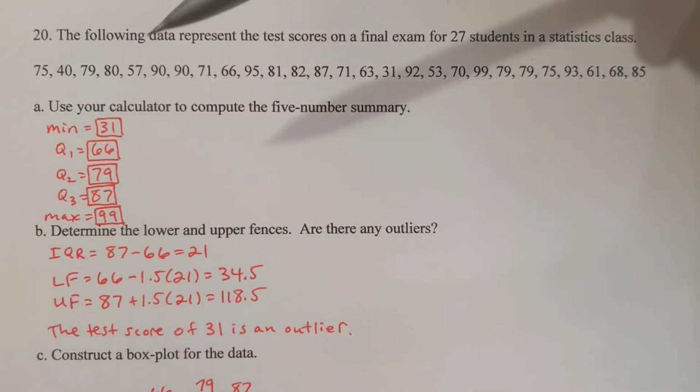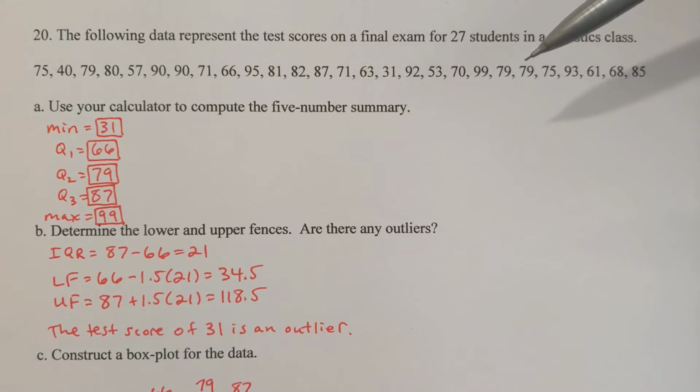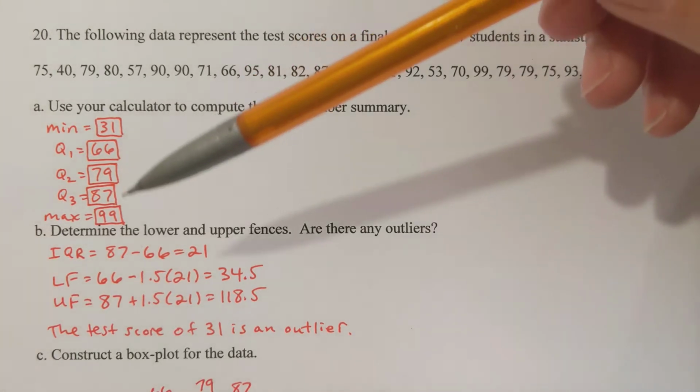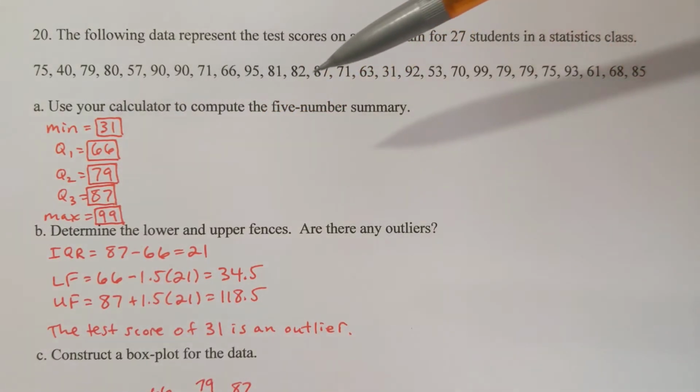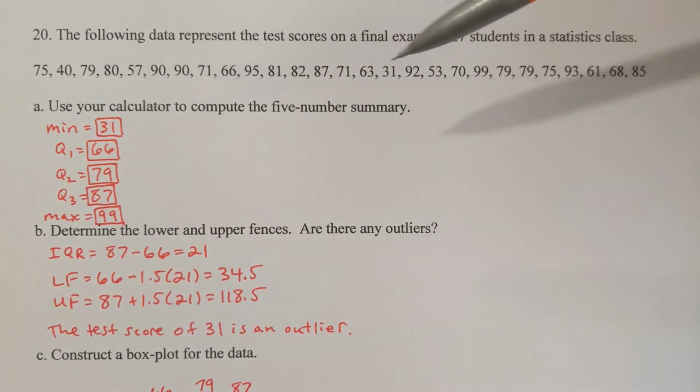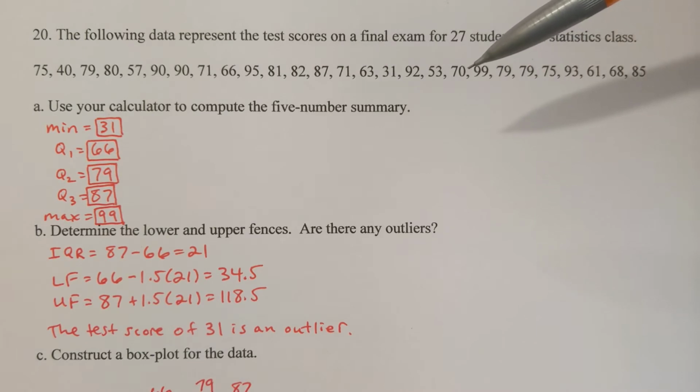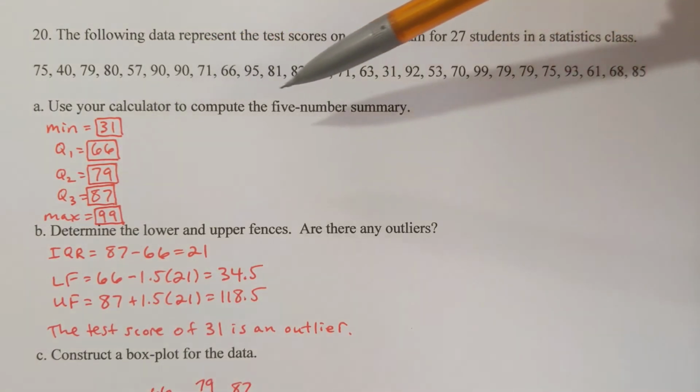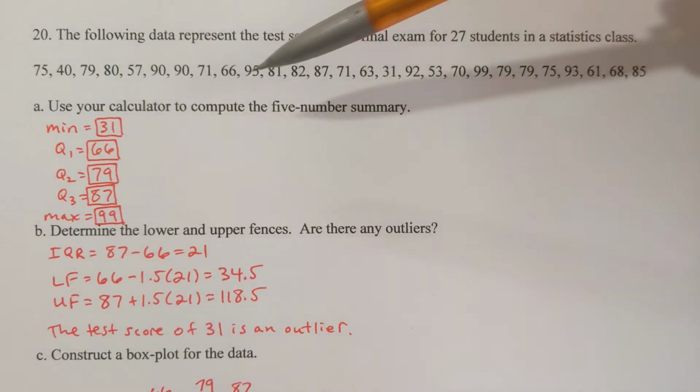Now notice that these are out of order, which is different from the last couple of problems that I did, because I gave you the data values already in order. So when I find the 5-number summary, the first thing that I would have to do is order the data set, or I can use my calculator to compute the same.